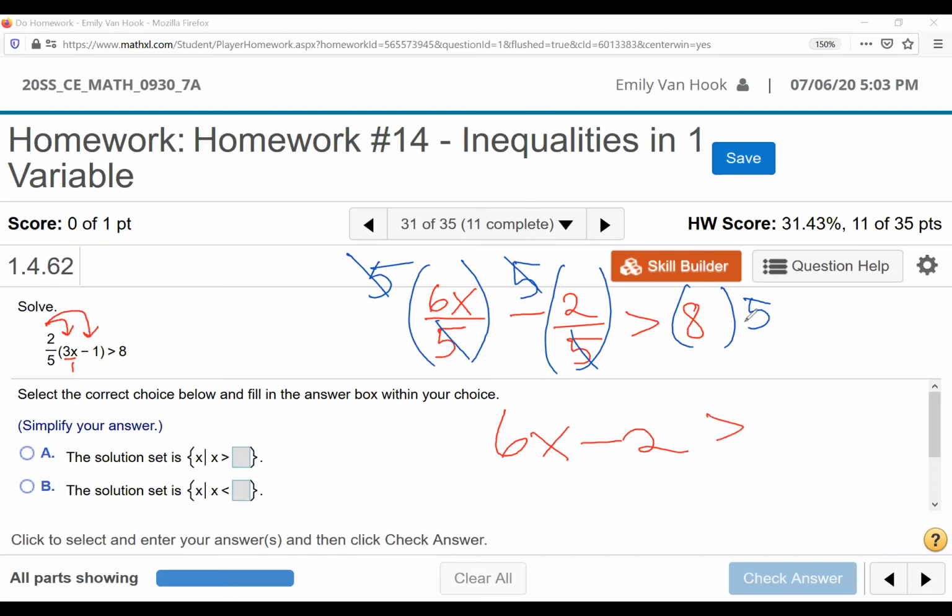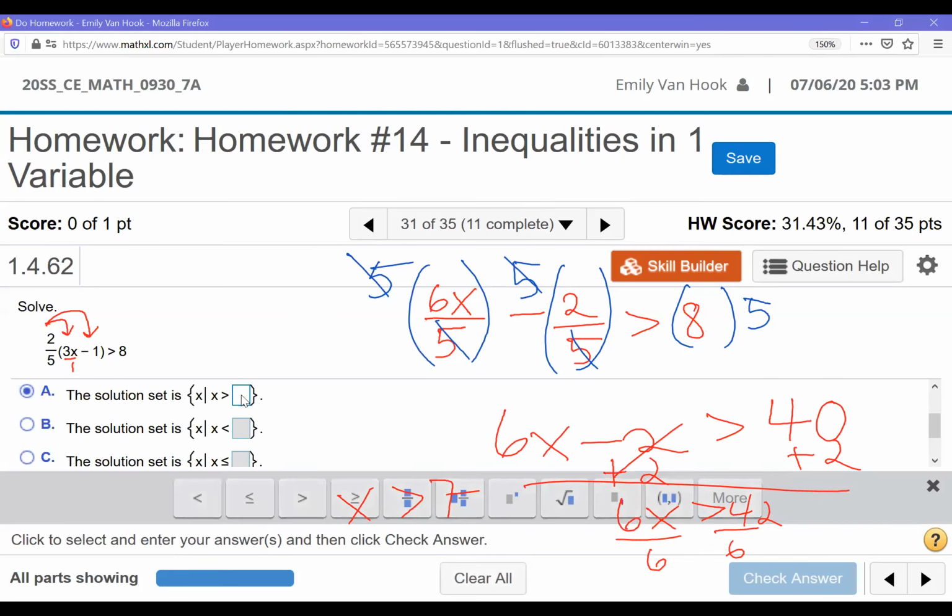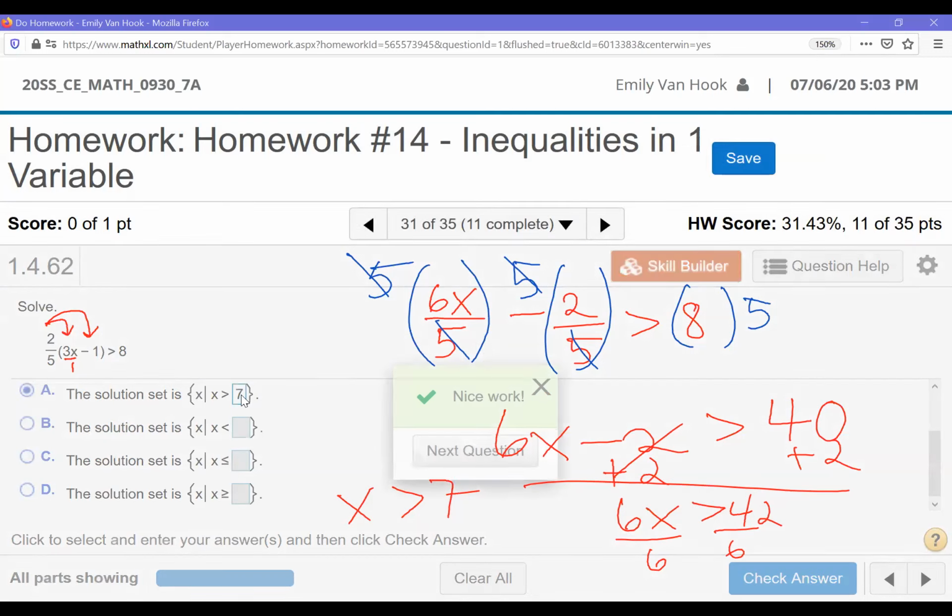Greater than, on the right side, 8 times 5 is 40. So 6x minus 2 is greater than 40. Now I can add 2 to both sides. 6x is greater than 42. Divide by 6 on both sides. And then x is greater than 7. All right, and this is a fill in the blank question. So I'll just type 7. And that's it.